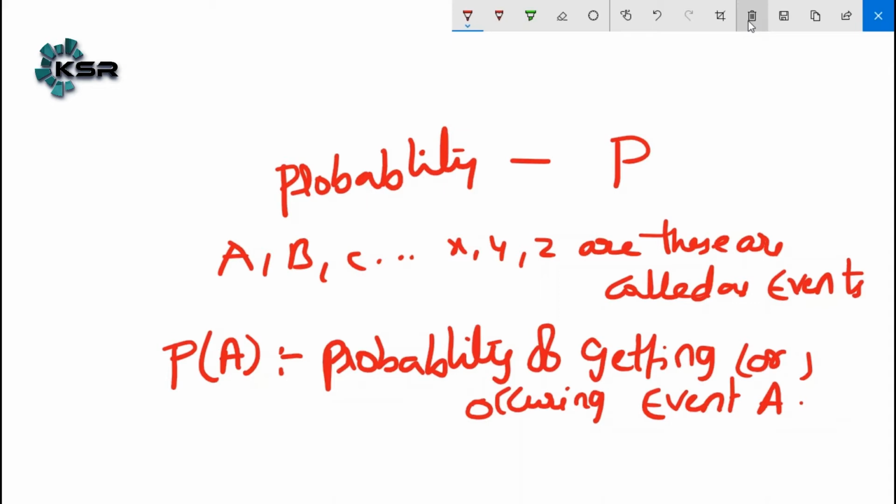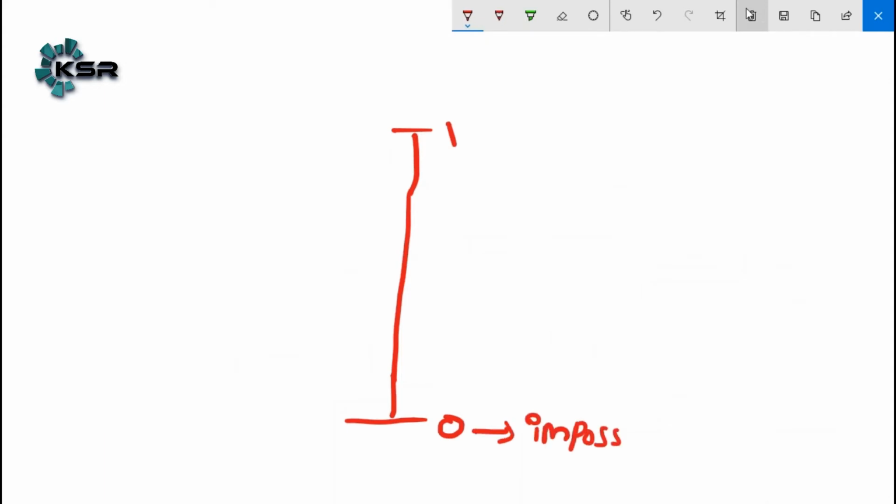The range of probability values is between 0 and 1. 0 means impossible to occur. 1 means certain to happen.